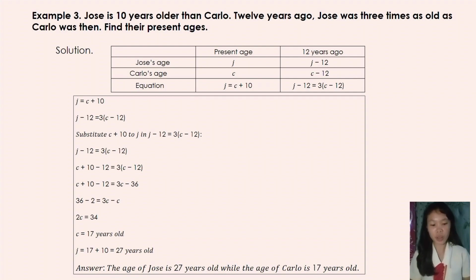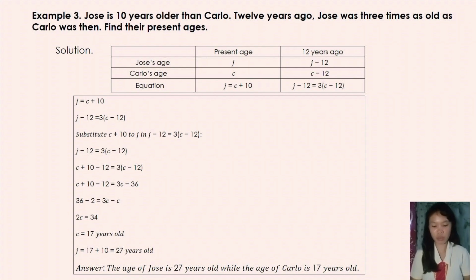Jose's age 12 years ago is represented by J minus 12, and Carlos' age 12 years ago is represented by C minus 12, and the equation for their ages 12 years ago is represented by J minus 12 equals 3 times quantity C minus 12. So we have two equations. Equation number 1, J is equals to C plus 10, and equation number 2, J minus 12 equals 3 times quantity C minus 12.